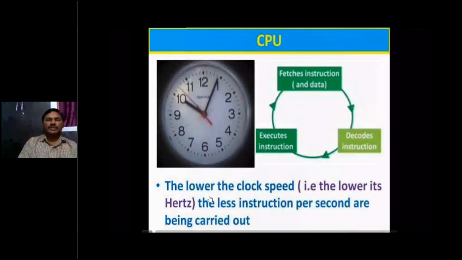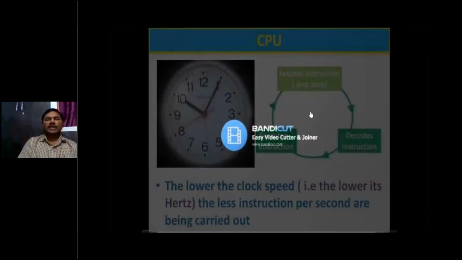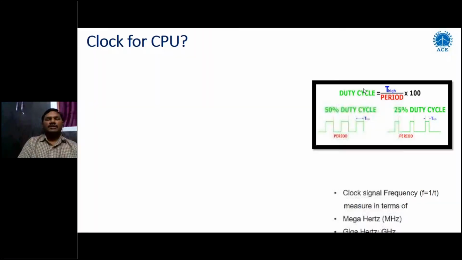It is measured in terms of hertz, right? If the clock speed is high, then the speed of operation is also high, and if the clock speed is low, then the speed of operation is also low. The clock frequency is usually measured in megahertz or gigahertz. For simulation purposes, we are taking a 50% duty cycle. What is duty cycle? The low or high time period divided by the total time period, multiplied by 100, is called the duty cycle.